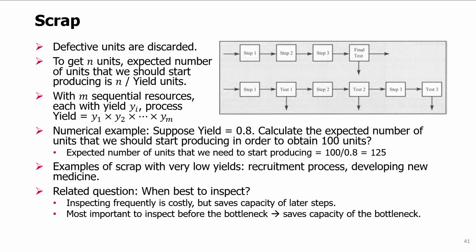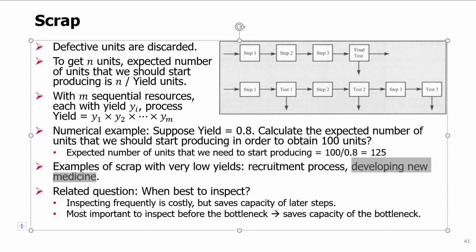Another example is developing new medicine. Again, the same principle applies. Of a lot of tested options, very few actually are useful or good, effective medicine. And so if the yield is, for example, 1%, you need to test much more, right? You need to test 100 different options to have a chance to find one good working medicine.